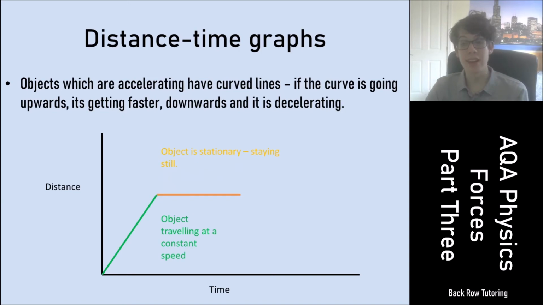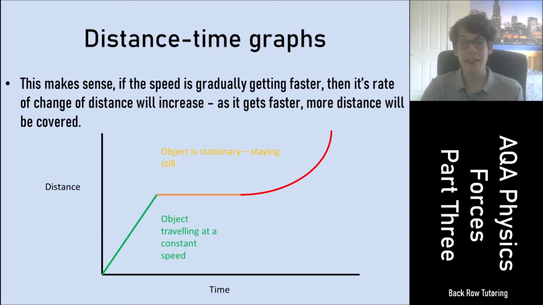Objects which are accelerating have curved lines. If the curve is going upwards, it's getting faster; downwards, and it is decelerating or getting slower. This makes sense. If the speed is gradually getting faster, then its rate of change of distance will increase. As it gets faster, more distance will be covered.